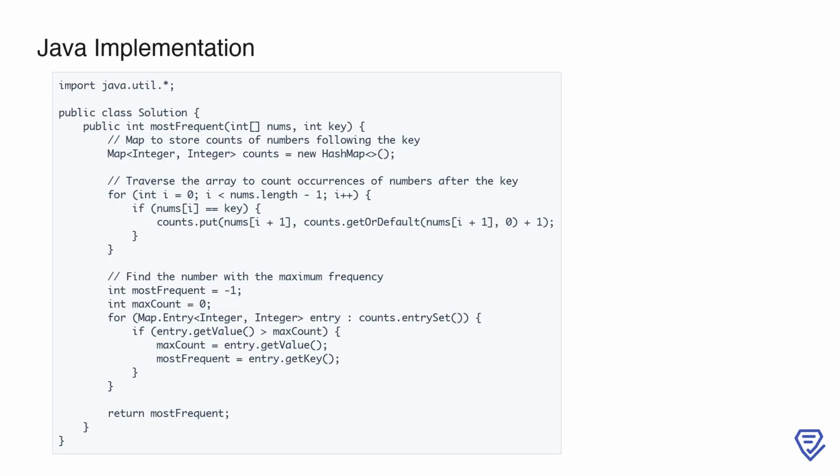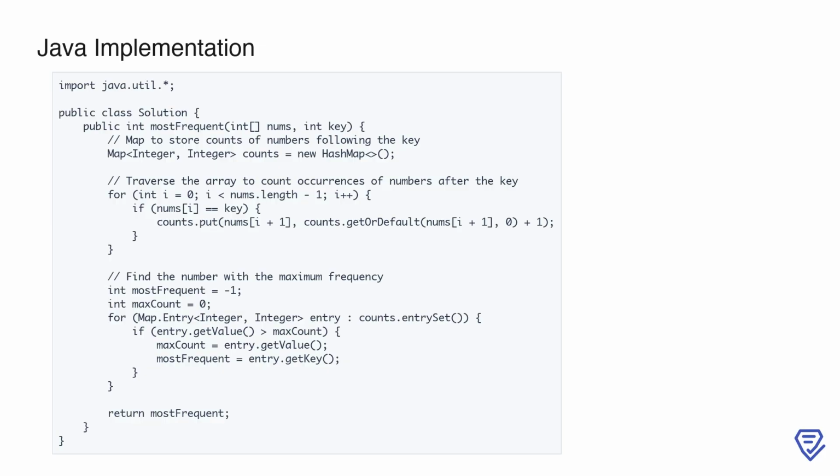This is the Java implementation of LeetCode problem number 2190, most frequent number following key in an array. The logic mirrors the provided Python implementation but uses Java-specific syntax and collections. A hash map is used to store the counts of numbers that follow the specified key. The array is traversed, and we update the map with counts. We then iterate over the map to find the number with the highest frequency. Key differences include explicit type declarations, the use of the Map interface, and Java's getOrDefault method for handling default values in the map.